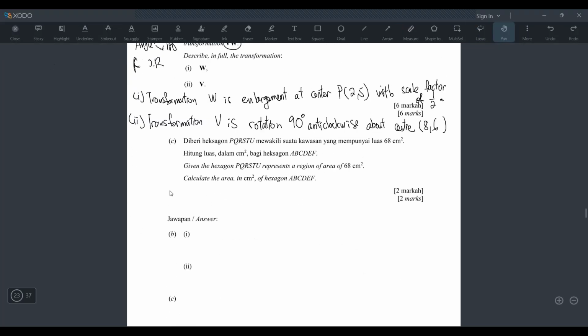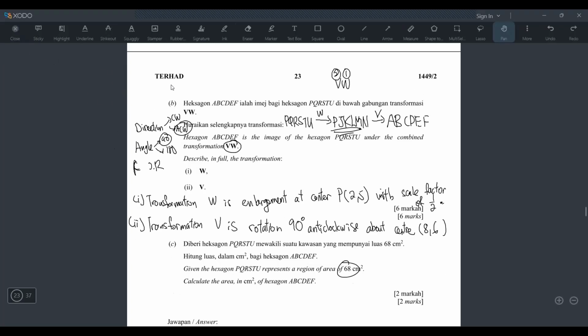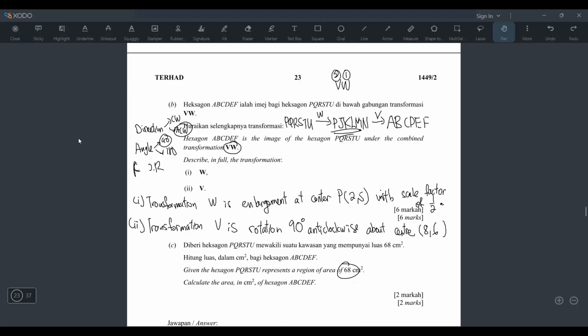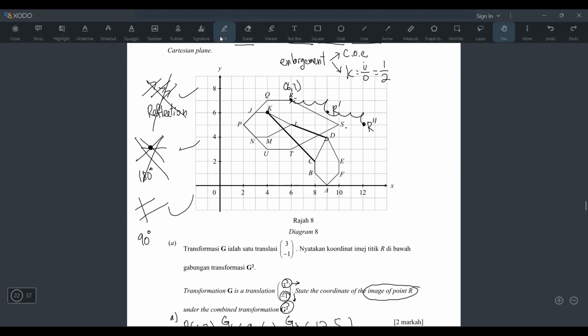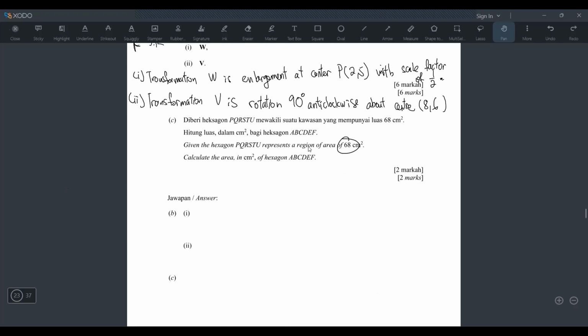Okay, let's go to C. So this is how you get full marks. Given the hexagon PQRSTU represents an area of 68. Okay, let's go to PQRSTU. By the way, PQRSTU is the object. Don't forget that. So PQRSTU is 68. So the big one, PQRSTU, the whole one, including this, is 68 cm square. Calculate the area of ABCDEF.